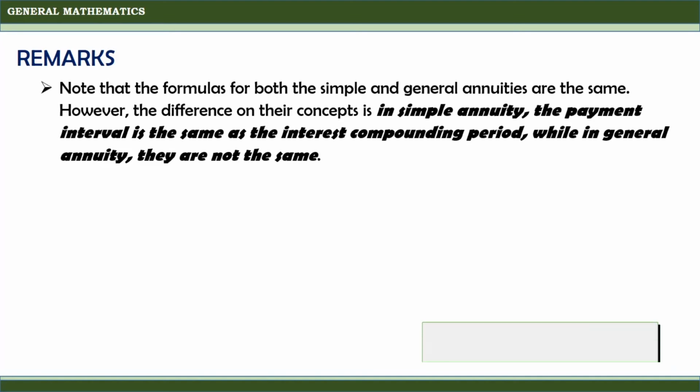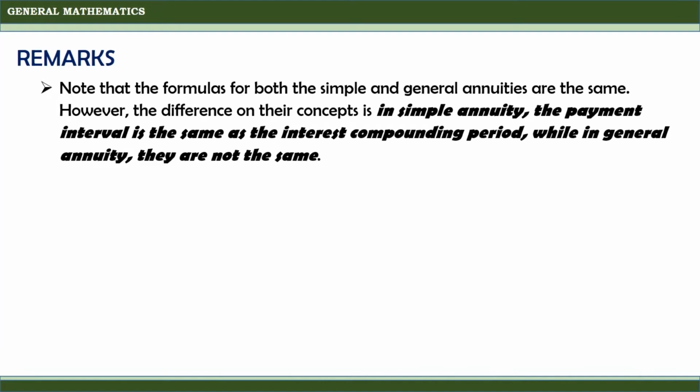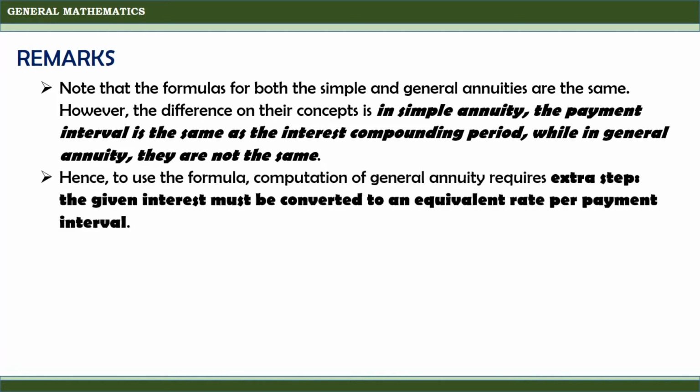Moreover, I want you to remember the following. Note that the formulas for both the simple and general annuities are the same. However, the difference in their concepts is that in simple annuity, the payment interval is the same as the interest compounding period, while in general annuity, they are not the same. Hence, to use the formula, computation of general annuity requires an extra step. The given interest must be converted to an equivalent rate per payment interval.